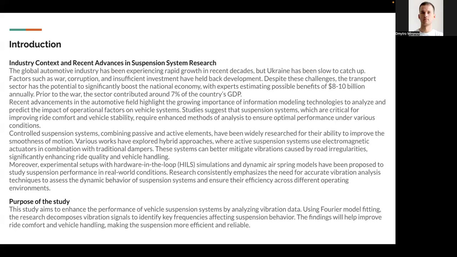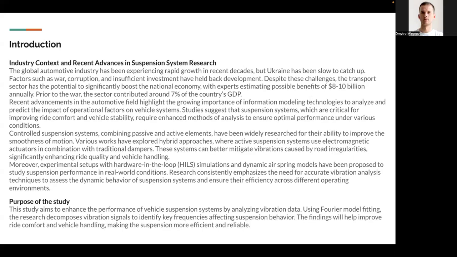The global automotive industry has been growing rapidly over the past few decades. Although Ukraine lags behind due to various economic and political factors, the potential for the transport sector to contribute to the national economy is enormous. For example, before the war, the sector accounted for about 7% of Ukraine's GDP. Recent advancements in the automotive field highlight the growing importance of information modeling technologies to analyze and predict the impact of operational factors on vehicle systems.